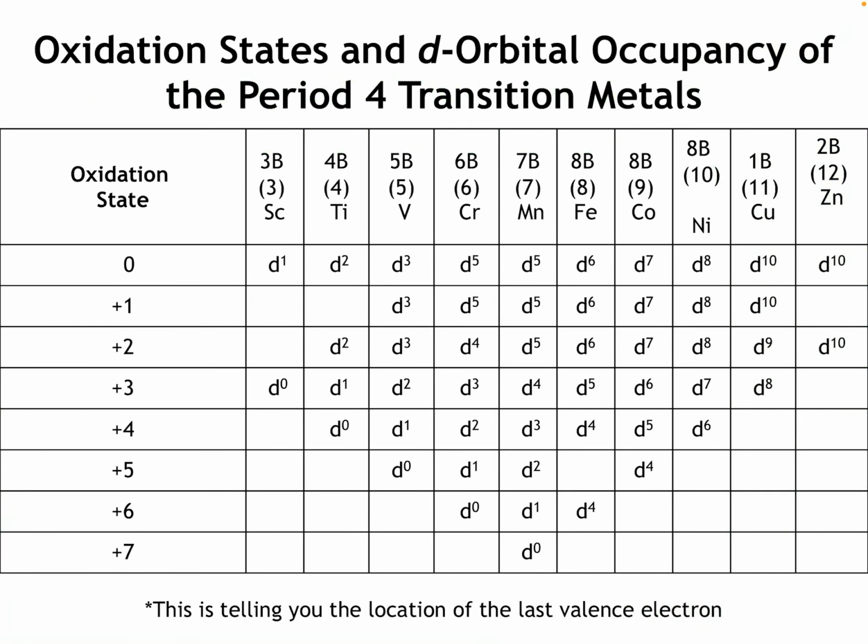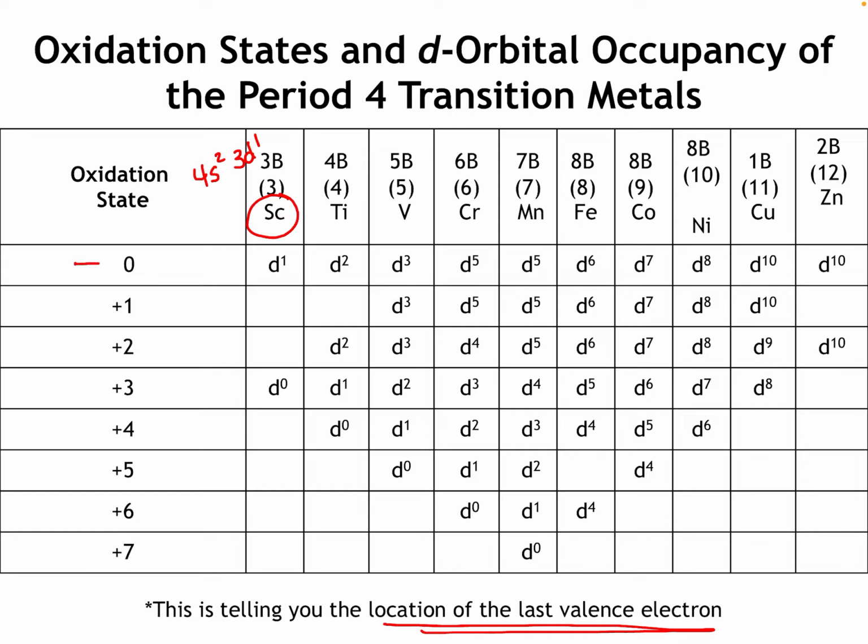So here it is. This is kind of a different type of notation, this whole D1, D2. If you see that anywhere, that's telling you the location of the last valence electron. So let's take scandium, for example. Neutral scandium has 4s2, 3d1. Okay, 4s2, 3d1 for our neutral scandium.